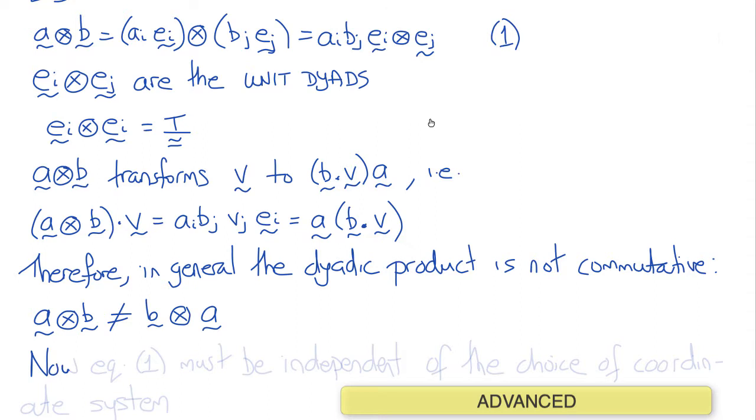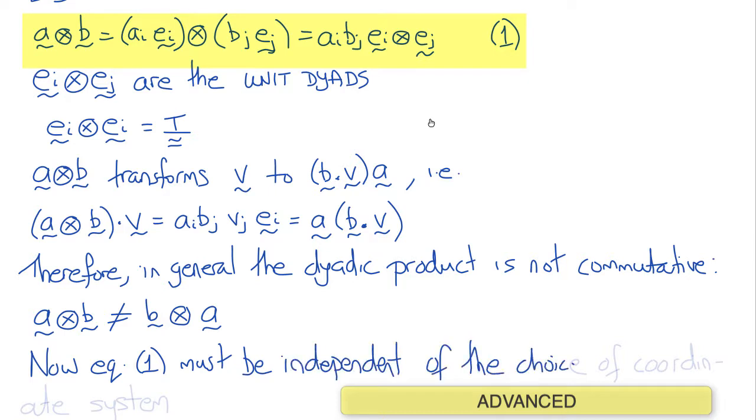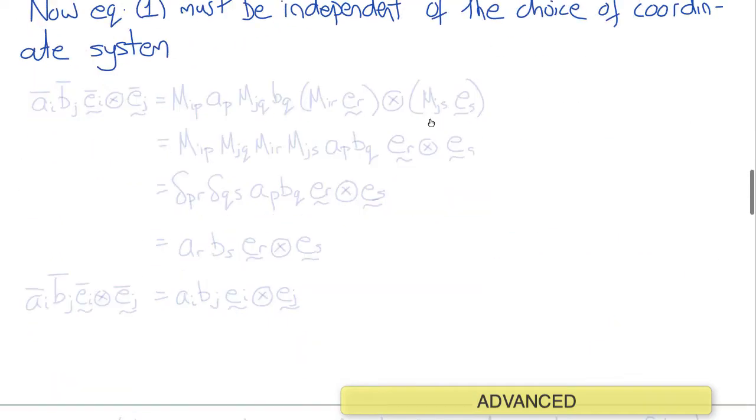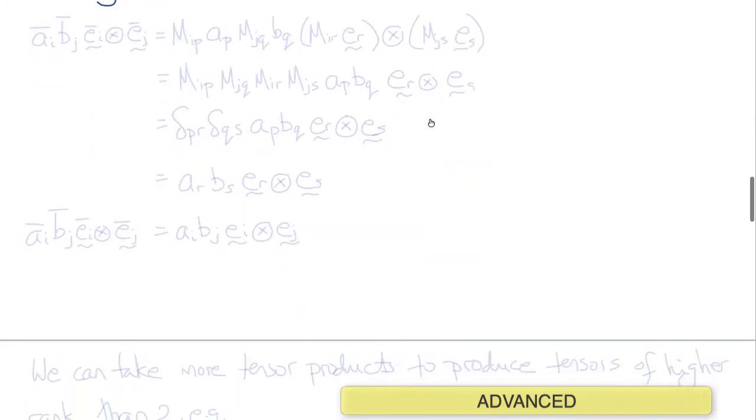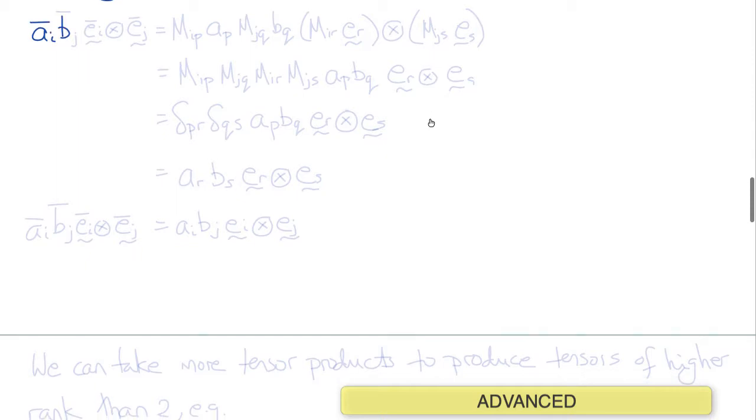Now, equation 1 above must be independent of the choice of coordinate system. So just like we did for vectors, we should be able to write the components of the tensor in a new frame of reference and convert from one frame to the other frame using the rotation that takes us from one frame to the next. So for example, let's now rewrite A dyadic B in components of a new frame of reference, e_i bar.